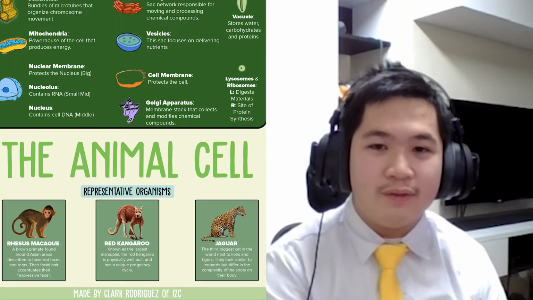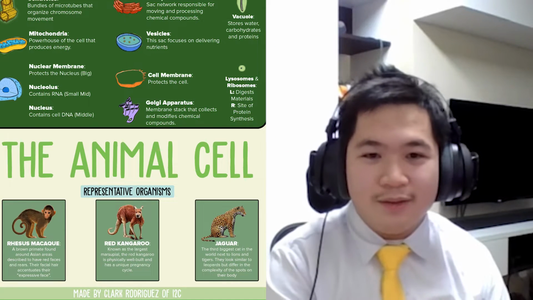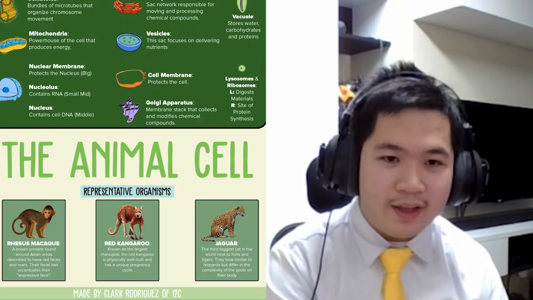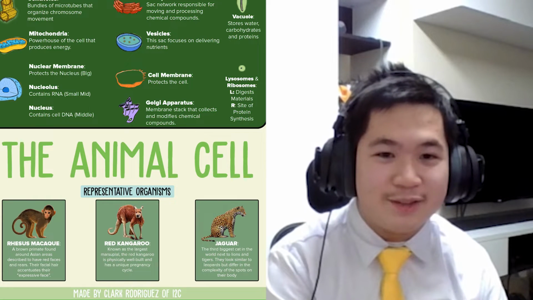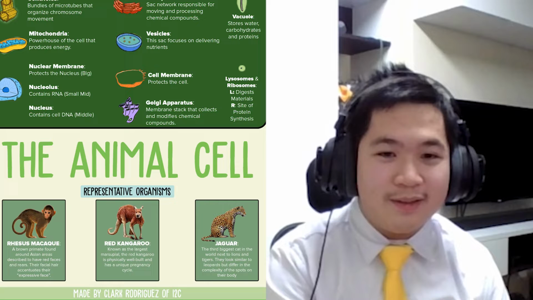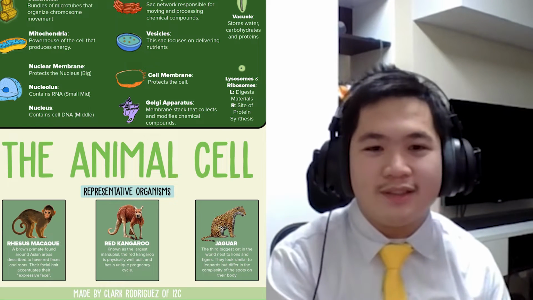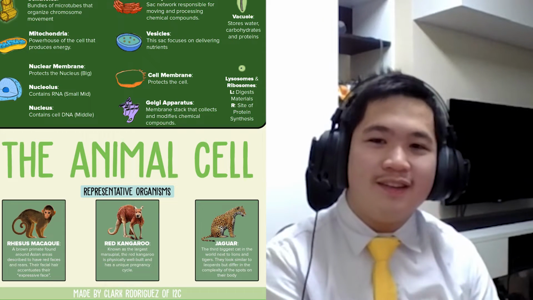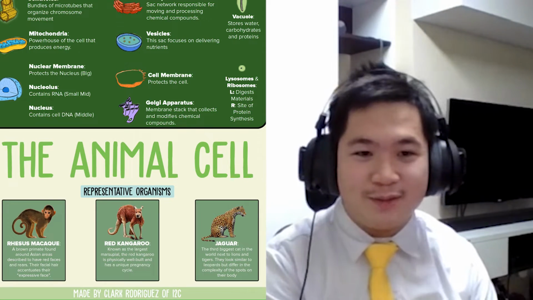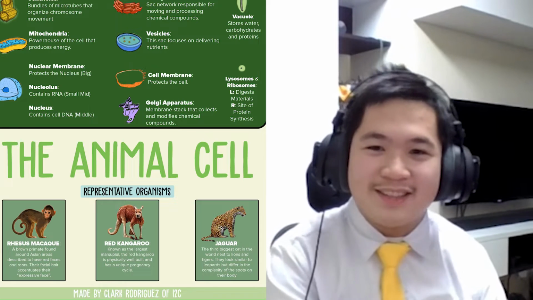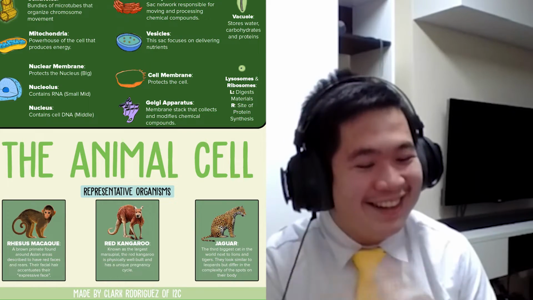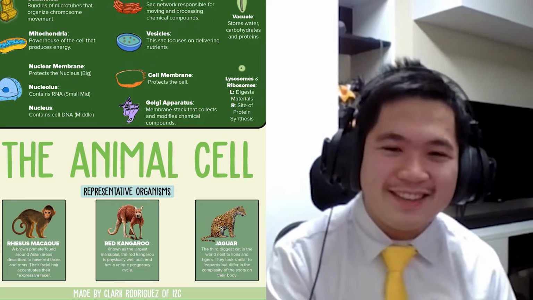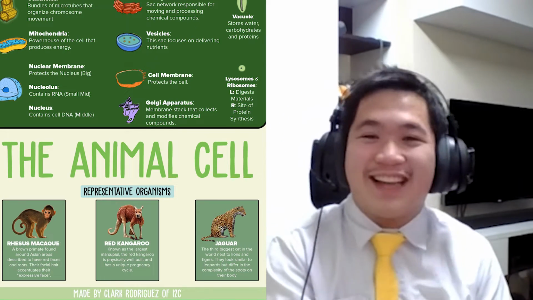As for key organisms that have the animal cell, we have obviously animals. We have for one the monkey, or to be specific, the rhesus macaque, a brown primate found around Asian areas, which is described to have an expressive face. A red kangaroo, to note, is the largest marsupial and has a unique pregnancy cycle. The jaguar is the third biggest cat in the world.